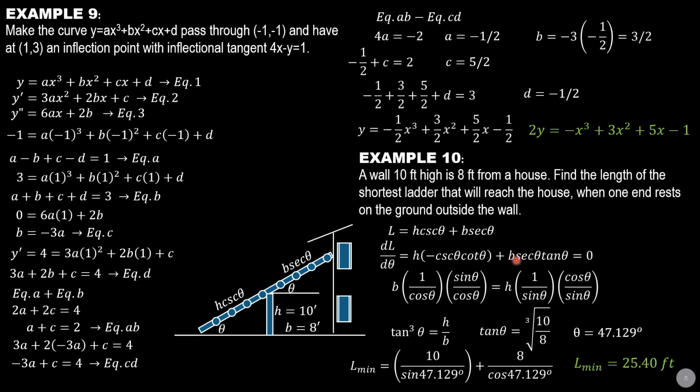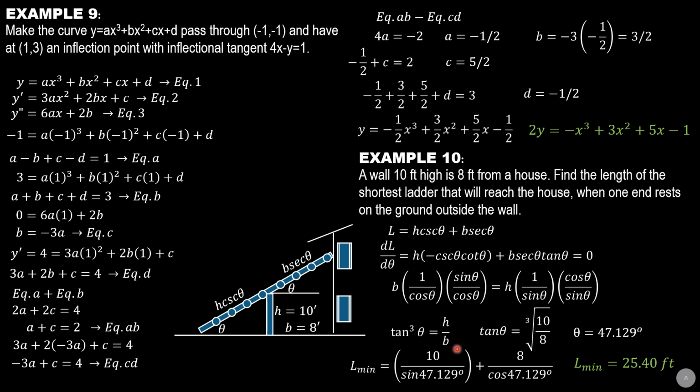So transpose this negative term to the right. Then let's just express everything in terms of sine and cosine. So b secant theta is b times 1 over cosine theta. Tangent theta is sine theta over cosine theta, equals h cosecant theta, which is 1 over sine theta, times cotangent theta, which is cosine theta over sine theta. So sine cube theta times b equals cosine cube theta times h. That means tangent cube theta equals h over b. So tangent theta is the cube root of h over b.